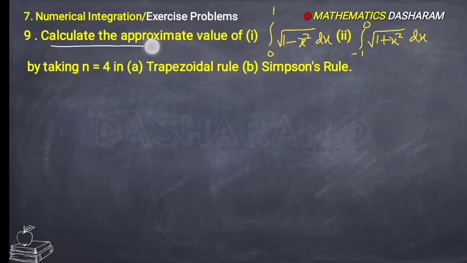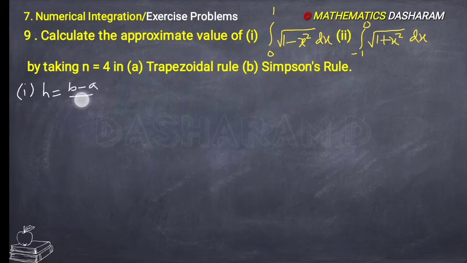Ninth question, calculate the approximate value of integration 0 to 1 root 1 minus x square dx. Next, second one, integration minus 1 to 0 root 1 plus x square dx by taking n equals to 4 in trapezoidal rule and Simpson rule. So the first question is integration 0 to 1 root 1 minus x square dx. Let us complete that. So here the h value is b minus a divided by n. So here b value 1, 0 by 4. So 1 by 4 it is equals to 0.25.